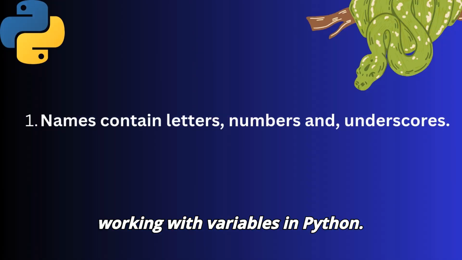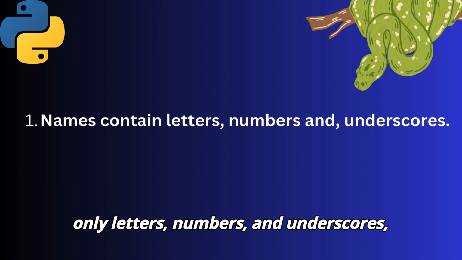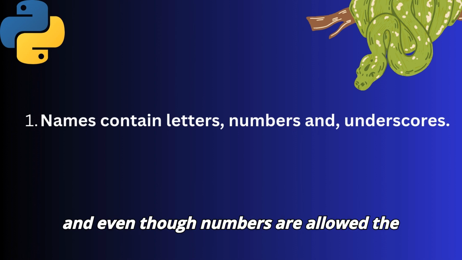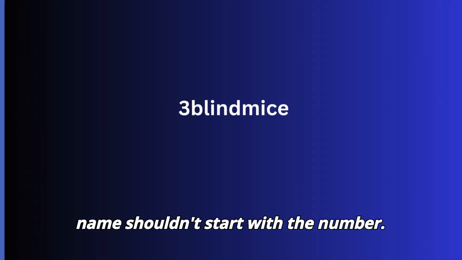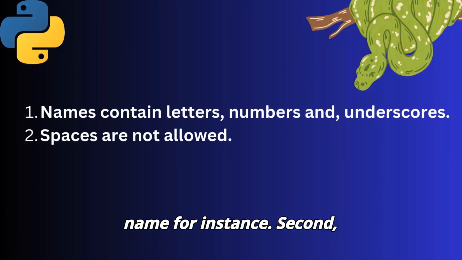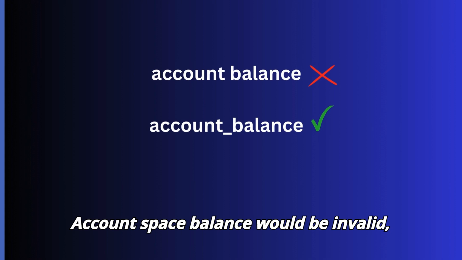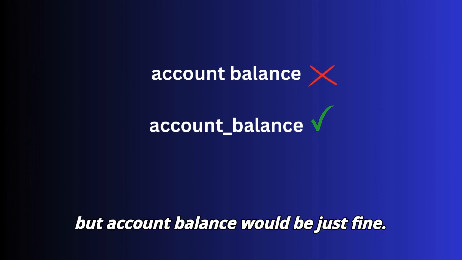Like all things in programming, there are a few rules that we have to follow when working with variables in Python. First, variable names should contain only letters, numbers, and underscores. And even though numbers are allowed, the name shouldn't start with a number. 3 blind mice would not be a valid name, for instance. Second, spaces are not allowed in the name. Account space balance would be invalid, but account balance would be just fine.